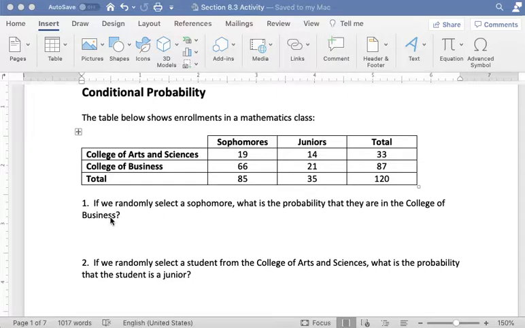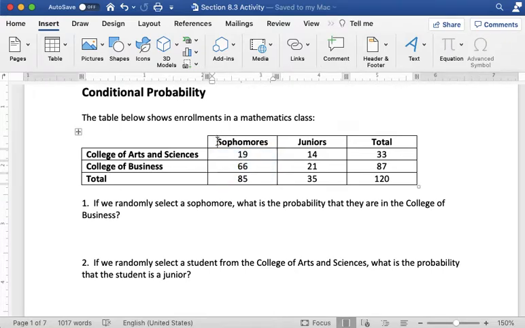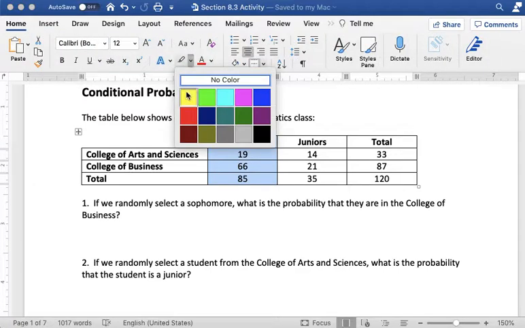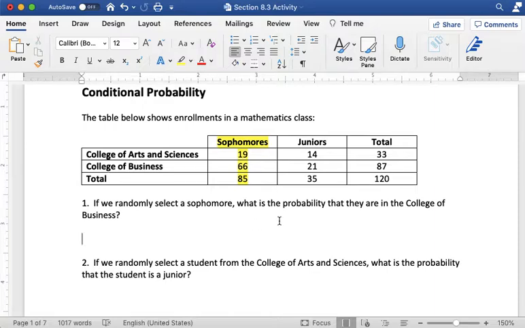So our first question says, if we randomly select a sophomore, what is the probability that they are in the College of Business? If we randomly select a sophomore, that means that we know already that the student is a sophomore. We are restricting our data set to only the students who are sophomores, only those 85 students. So when I look at my table, I see that I have 66 sophomores in the College of Business, out of a total of 85 sophomores.